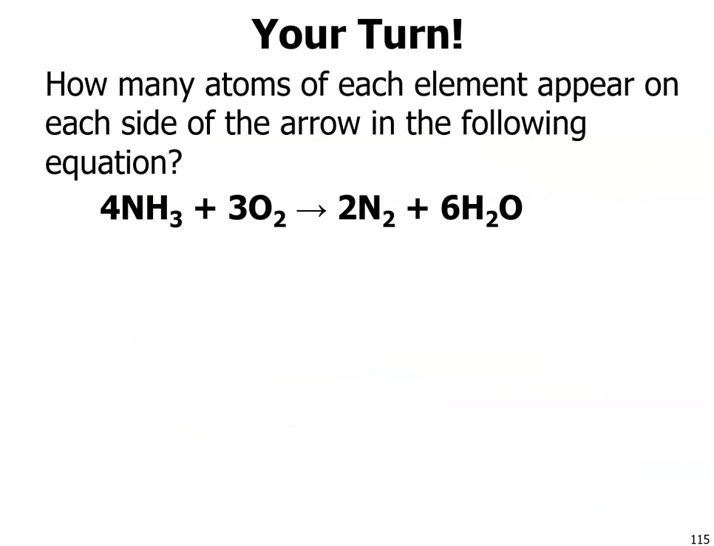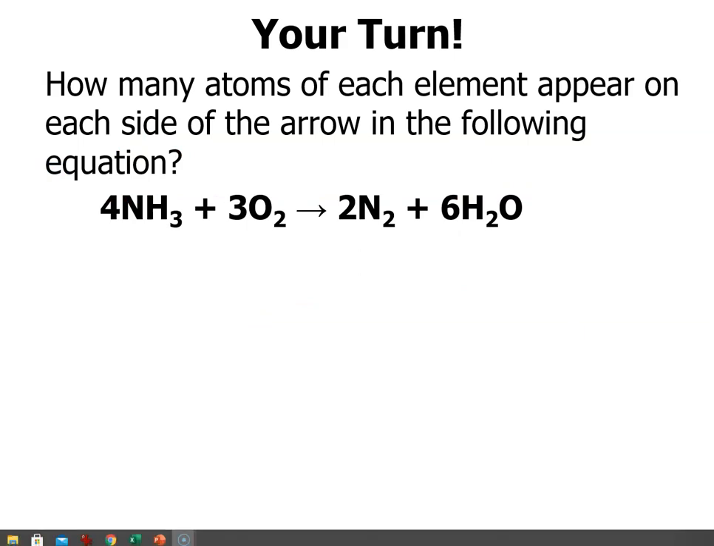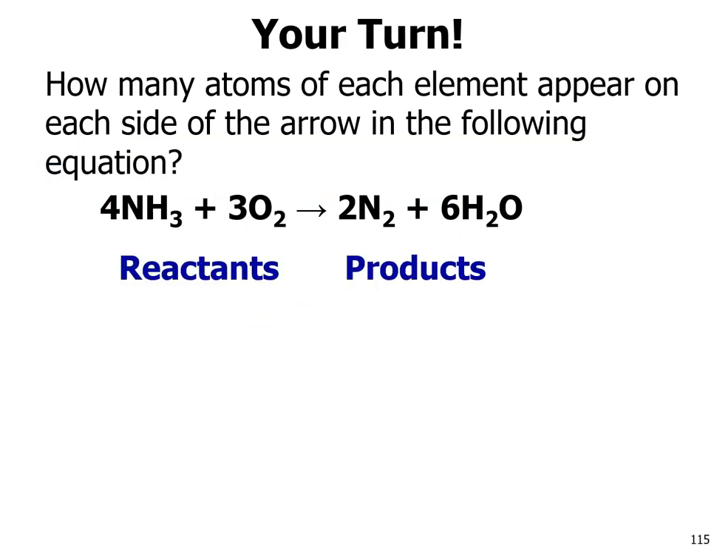So now it's your turn. I want you to account for both of these. Remember, we have the reactants on the left and the products on the right. I want you to account for the nitrogens, the hydrogens, and oxygens on the left and the right. And so how many of each are on both sides?